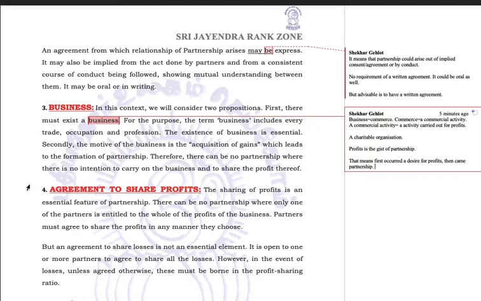Therefore, there can be no partnership where there is no intention to carry on the business and to share the profits. Agreement to share profits. The sharing of profits is an essential feature of partnership. Okay, the sharing of profits is an essential feature of partnership. Now when we are having profits, then we all must distribute the profits as well, isn't it? Only one partner cannot have all the profit.